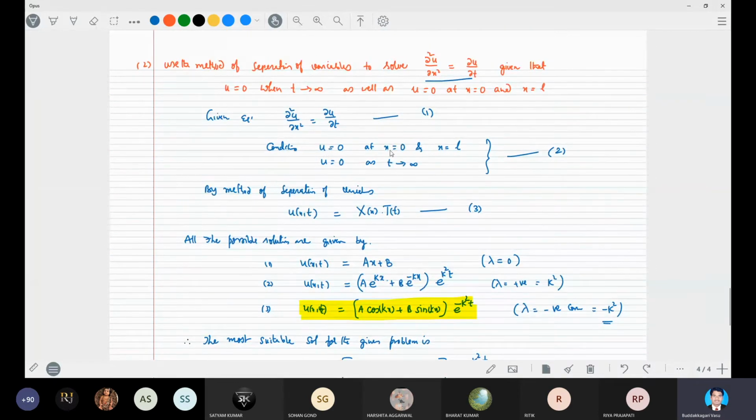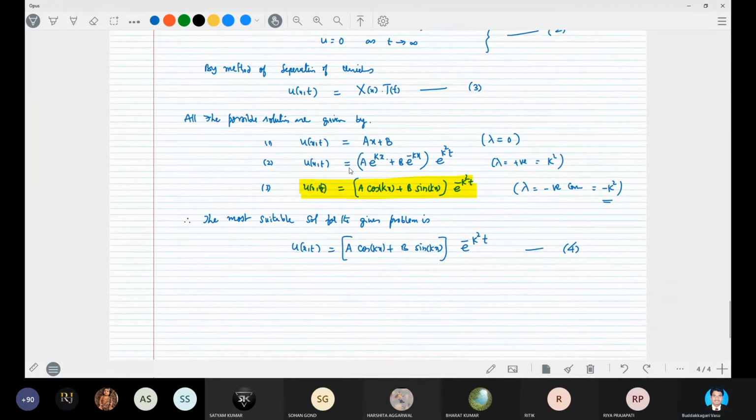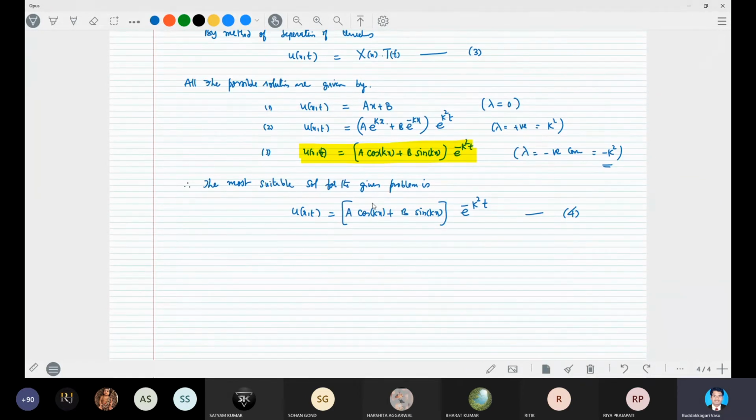x is equal to 0, u is equal to 0; x is equal to L, u is equal to 0. So using those two conditions we can find them out. Now this is the most suitable solution we can choose. The arbitrary constants are to be determined by using the other given conditions.